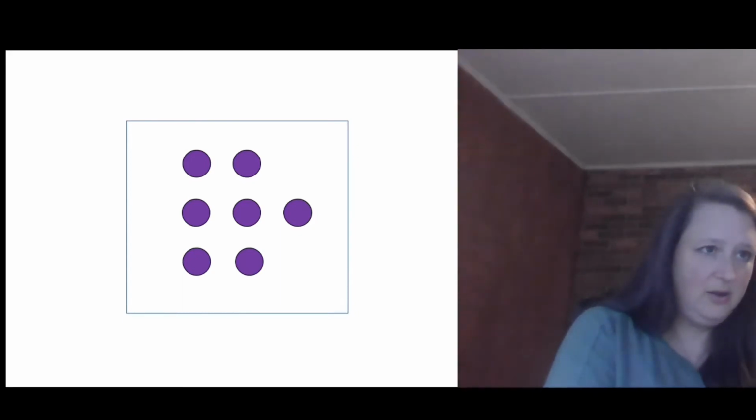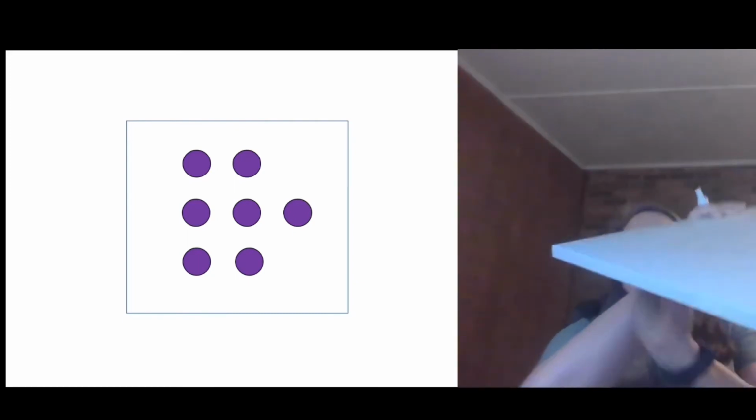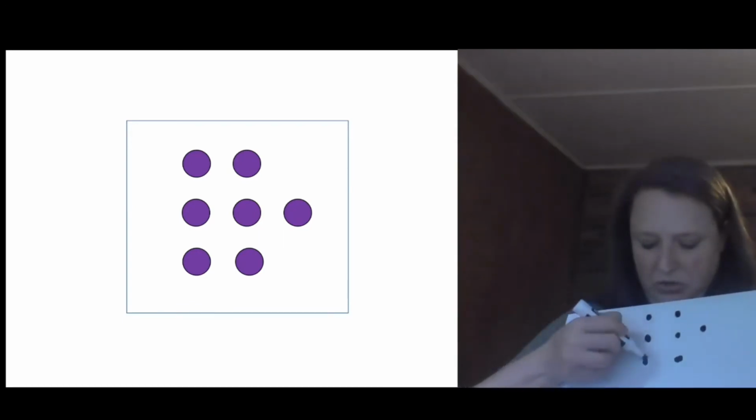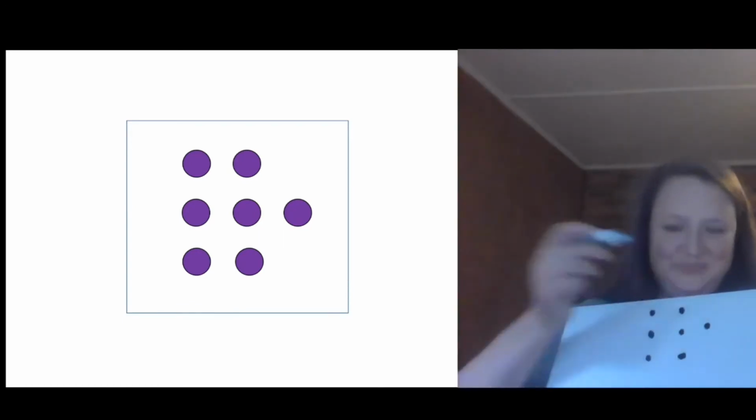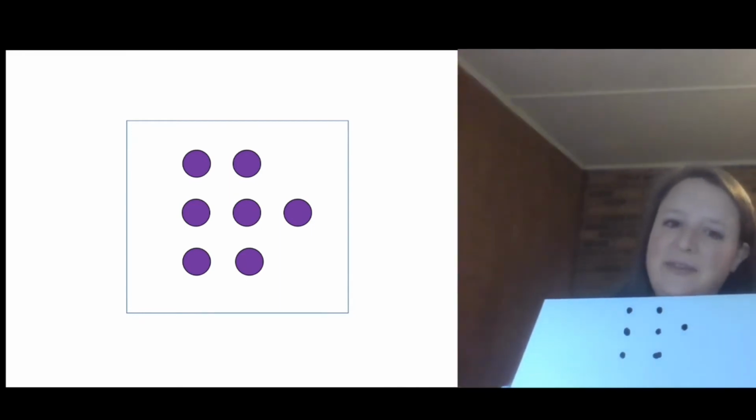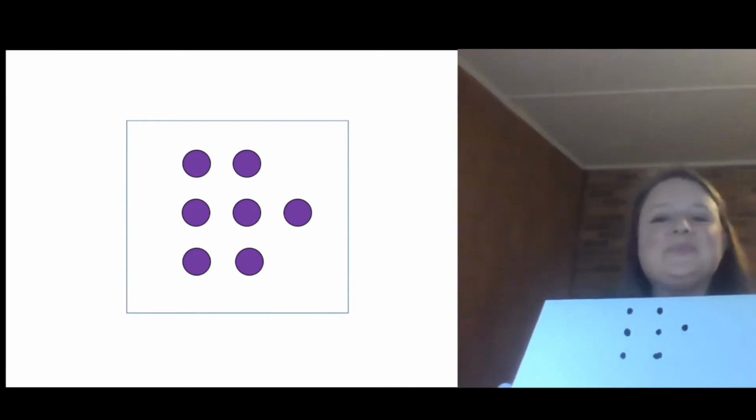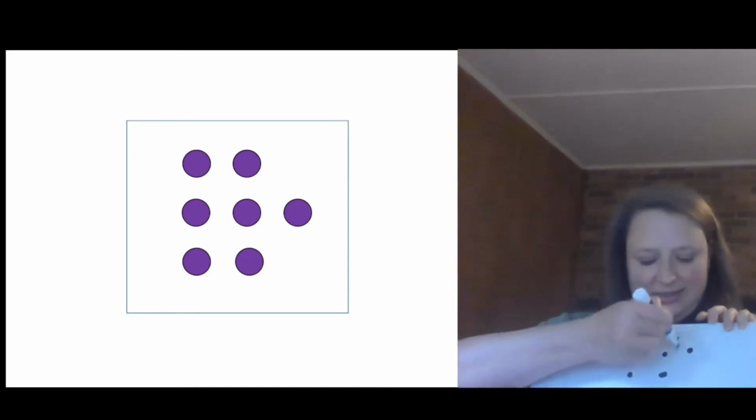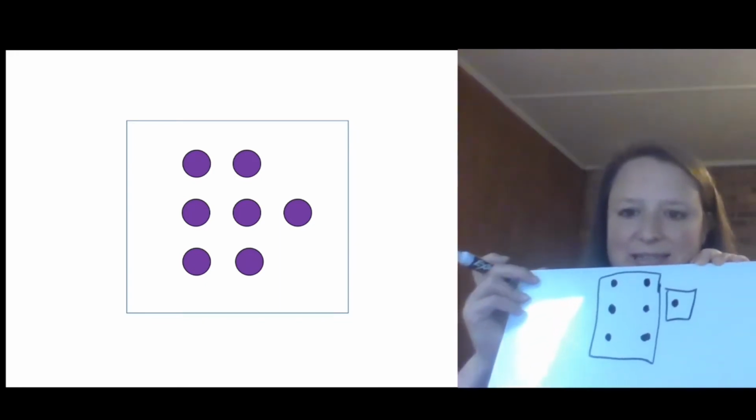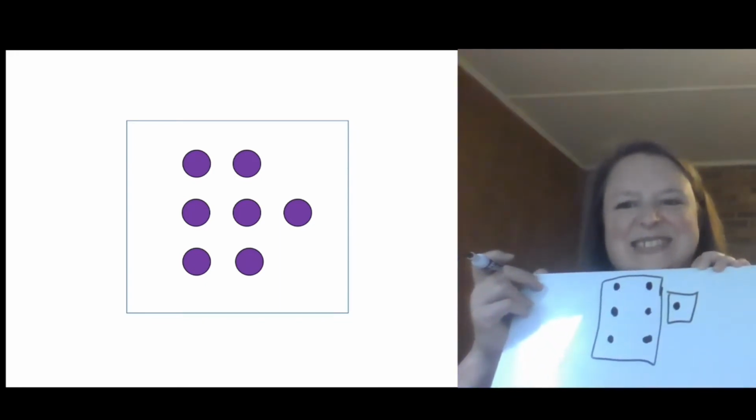All right, here we go. All right, let's count. Are you ready? 1, 2, 3, 4, 5, 6, 7. There are 7 dots. How did you see 7? I see that. Okay, 6 like a dice, and then 1 more. And 6 and 1 is 7.